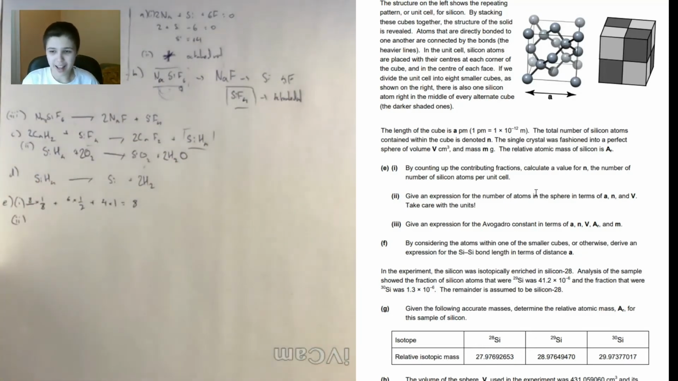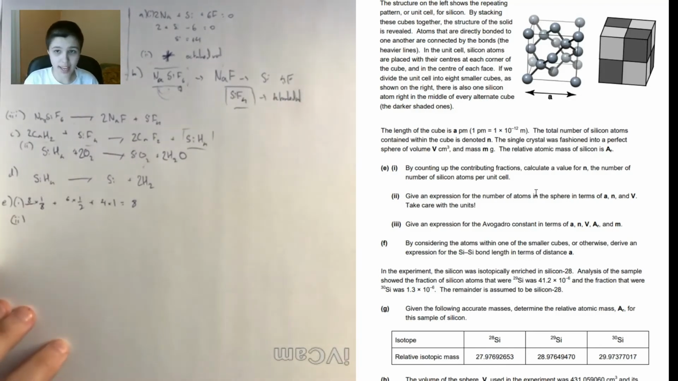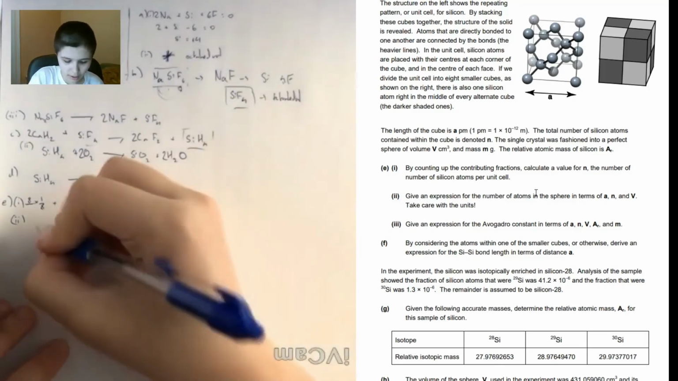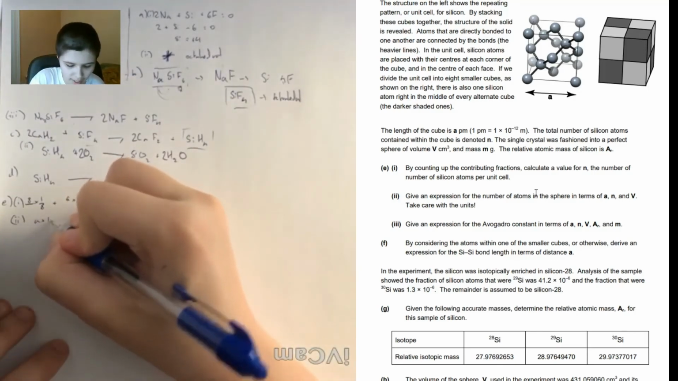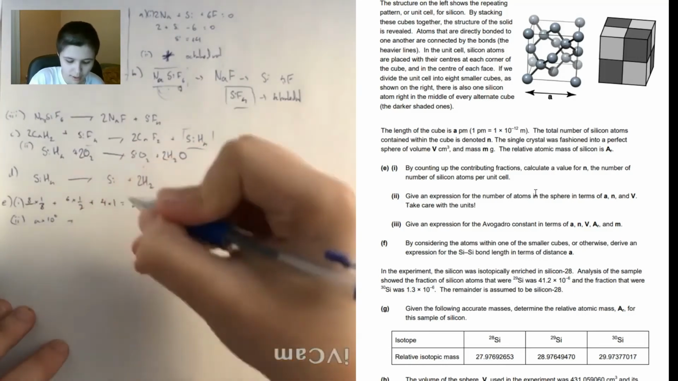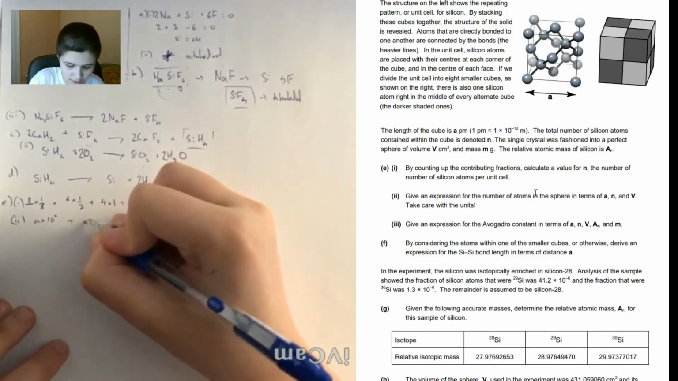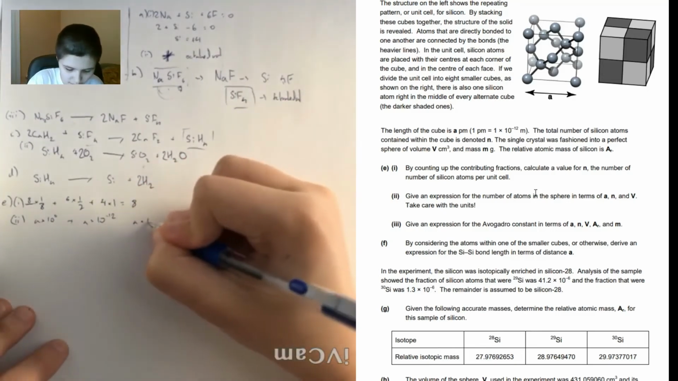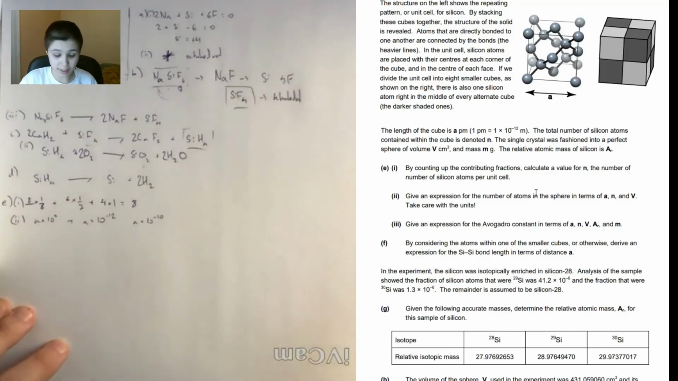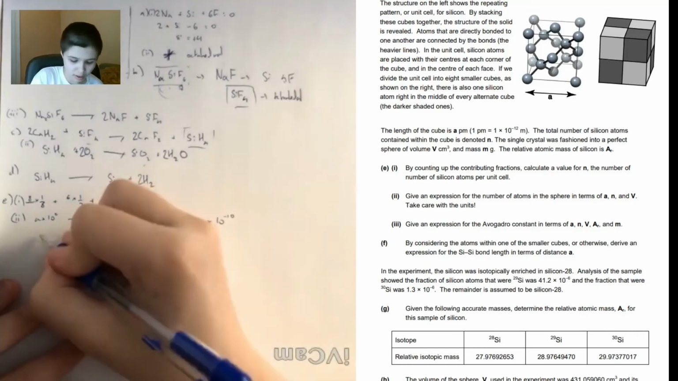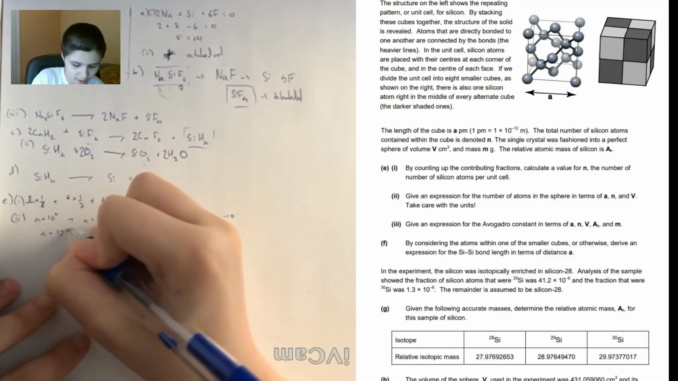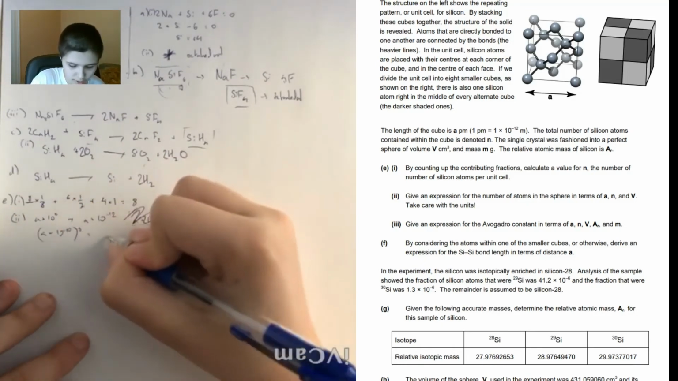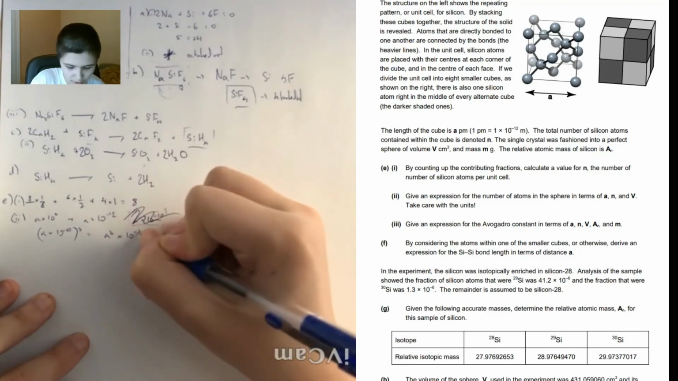An expression of the number of atoms in the sphere in terms of A, N, and V. Taking care of units, we know that A is in picometers, so converting A to centimeters, 1 A times 10 to the minus 12 in meters, so A times 10 to the minus 10 in centimeters. And so the volume in centimeters is going to be A times 10 to the minus 10 cubed, which is A cubed times 10 to the minus 30.